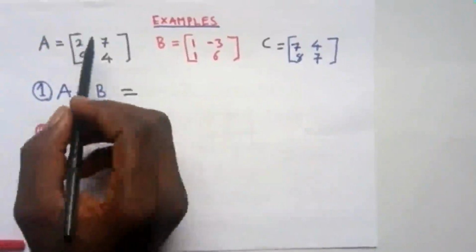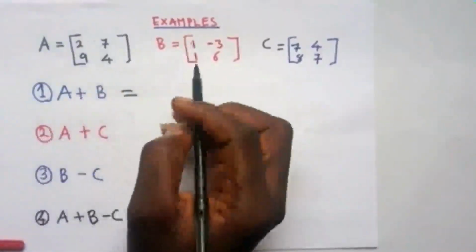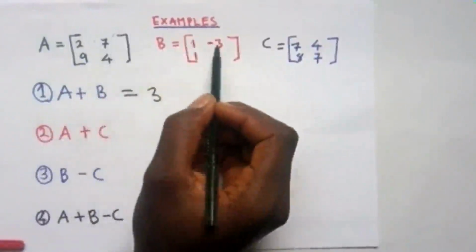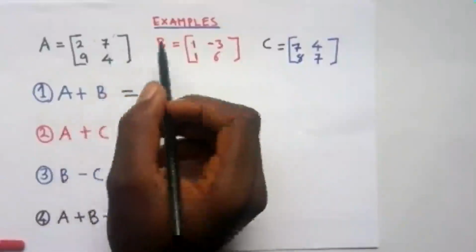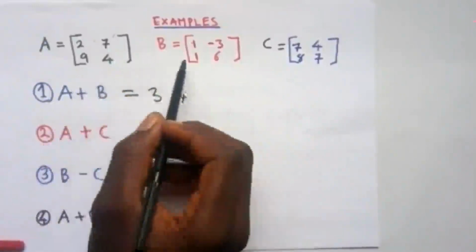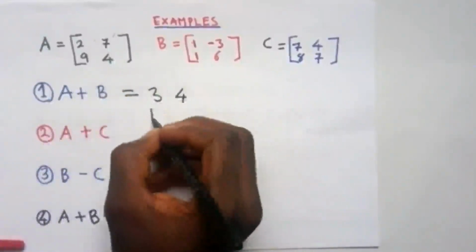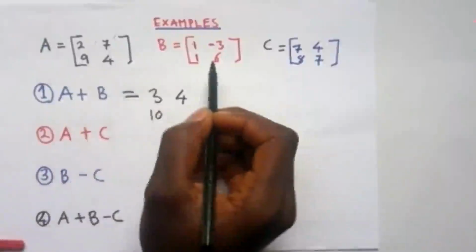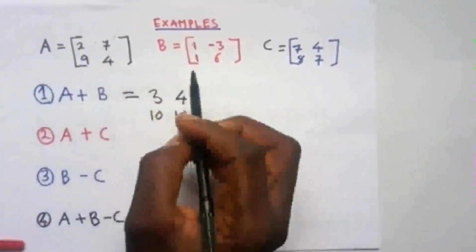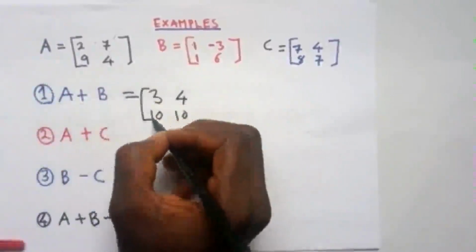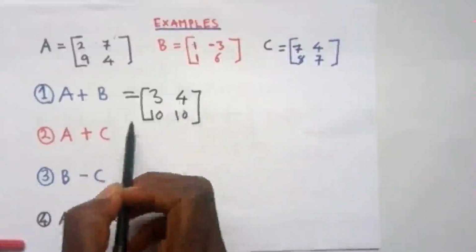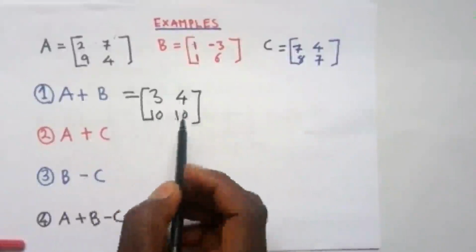So, 2 plus 1 gives us what? 3. 7 plus -3 gives us what? 7 minus 3, which gives us 4. 9 plus 1 gives us what? 10. And 4 plus 6 gives us what? 10. So when we add matrix A to matrix B, we are going to have a new matrix, which is 3, 4, 10, and 10 are the members or the elements in the new matrix.